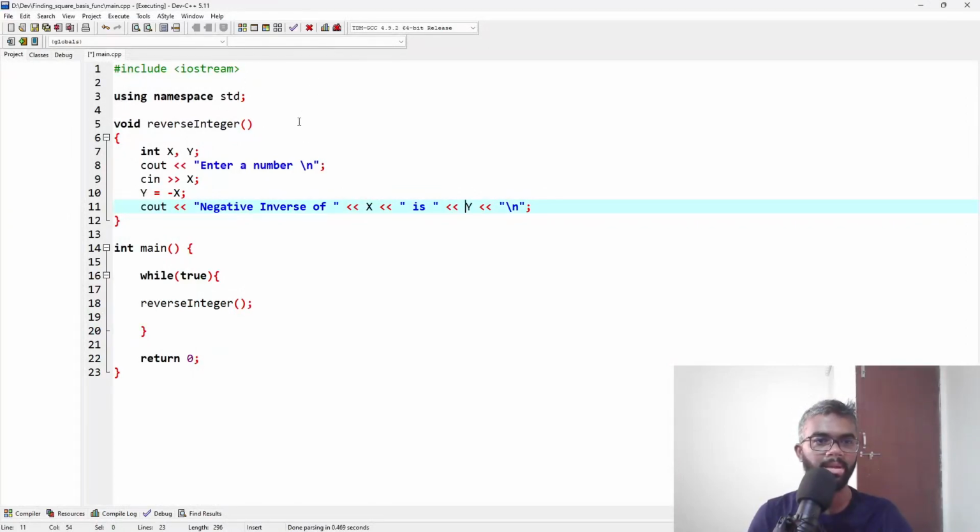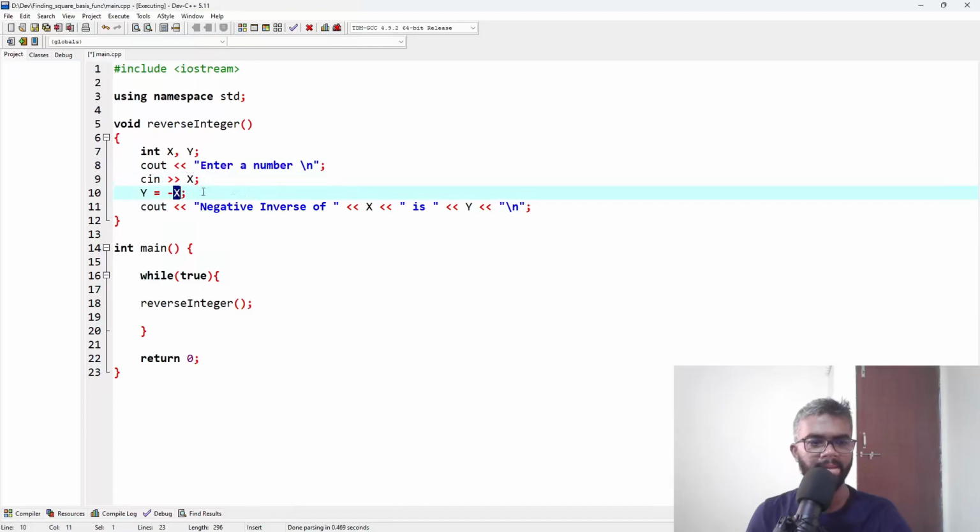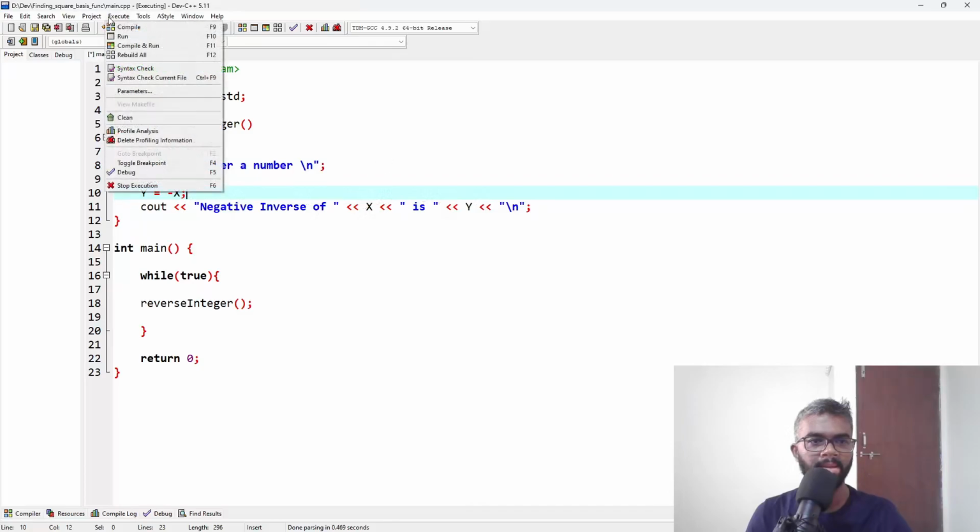So here is the code that I have written. I have written a function called reverse integer that takes an input and stores it in a variable called x. Then I find the negative of x and store it in a variable called y. And finally I print the value of this y, right? Okay, let's run this code.